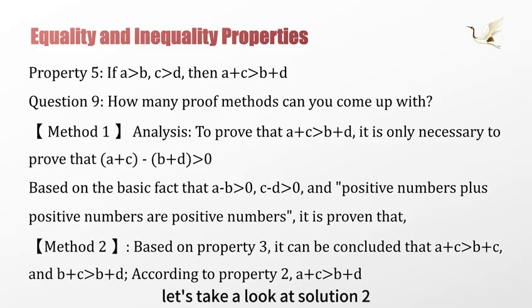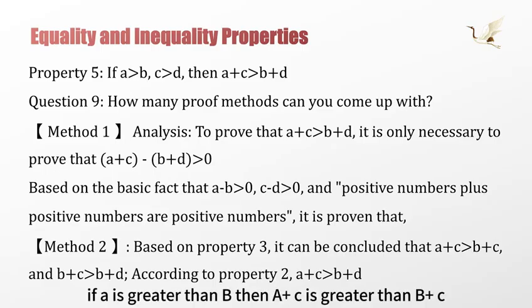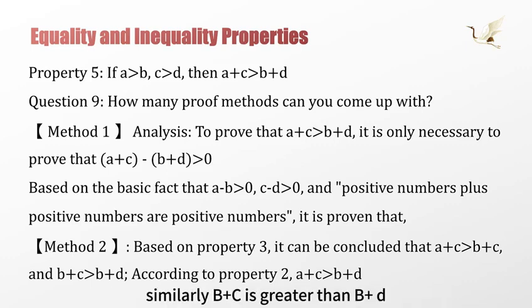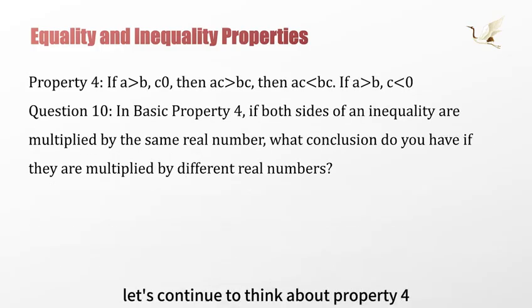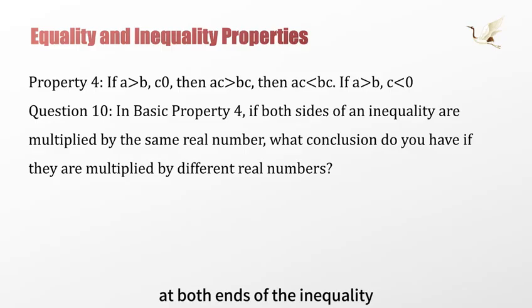Let's take a look at solution 2. According to property 3, if A is greater than B, then A plus C is greater than B plus C. Similarly, B plus C is greater than B plus D. Based on the transitivity of property 2, we can conclude that A plus C is greater than B plus D. Let's continue to think about property 4 where the same real number is multiplied at both ends of the inequality. What conclusions would arise if we multiply by different real numbers?